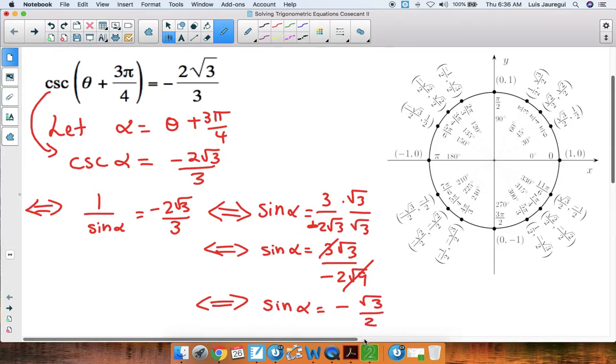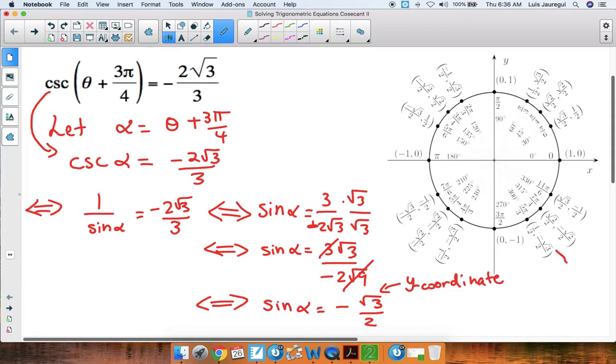Now, recall that sine is associated with the y-coordinates. So we want any angles that have a y-coordinate equal to negative square root of 3 over 2. So let's look at our unit circle here. If we want the y's to be negative root 3 over 2, we come over here on quadrants 3 and 4, and we analyze the y-coordinates.